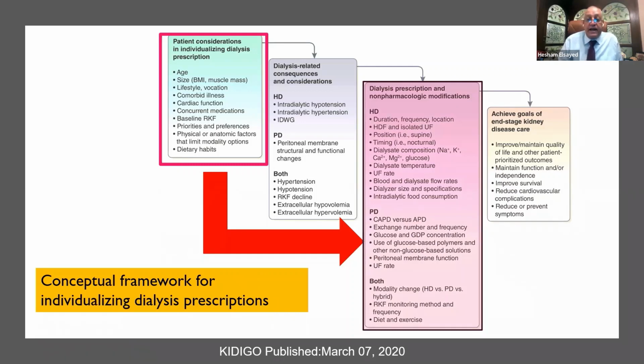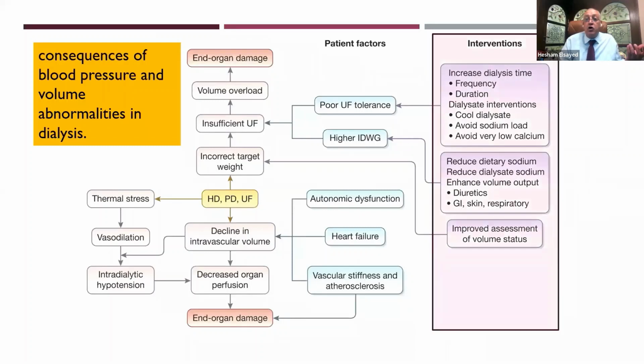For sure, peritoneal dialysis is one of the solutions to move the patient from recurrent intradialytic hypotension to less vascular and intradialytic complications by PD. So this is the goal, and the interventions may include increasing frequency, increasing the duration, cool dialysate, avoiding sodium load, avoiding very low calcium, and decreasing the interdialytic sodium intake and fluid intake. You can use diuretics in between the sessions in patients with residual kidney function.